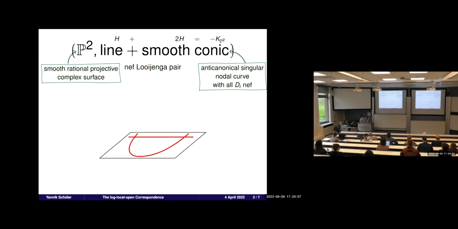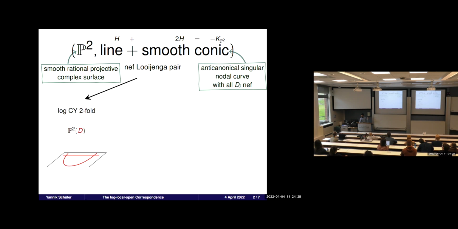Perfect. If we have such a Looijenga pair, we want to associate 3 geometries to it. To these 3 different geometries, we will then associate enumerative invariants. But that comes later. For now, what are the 3 objects we associate to this input data?